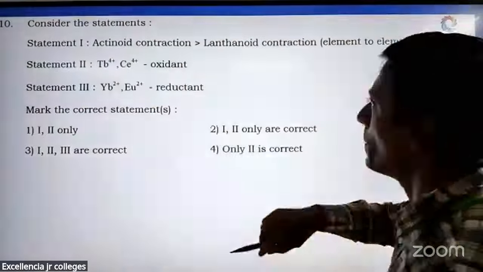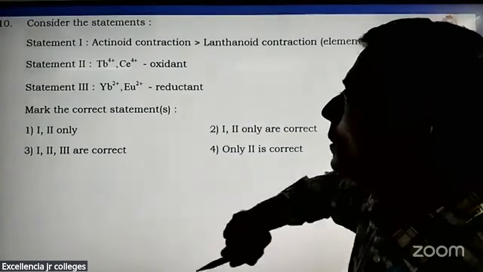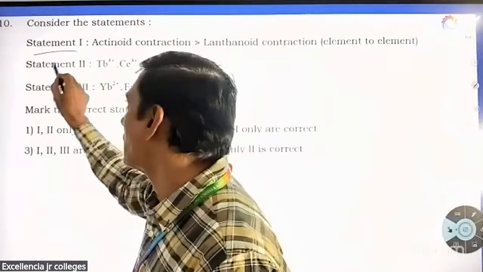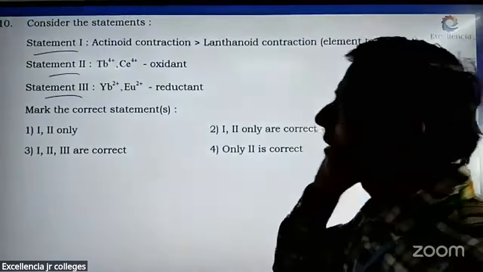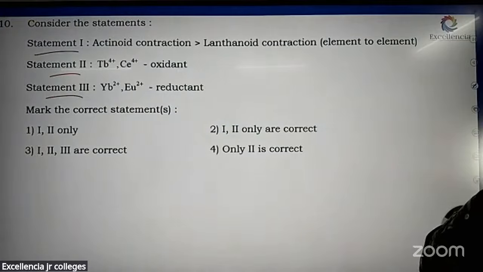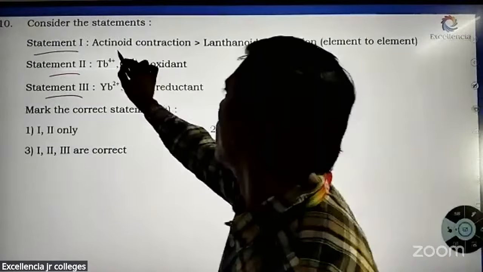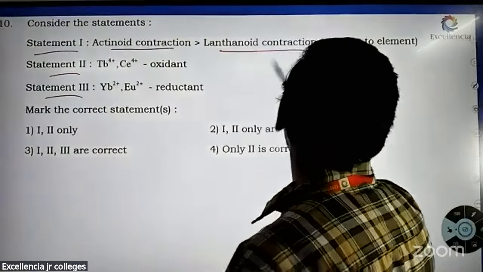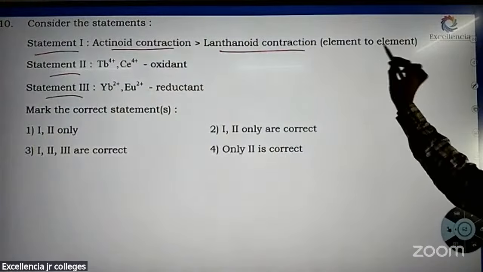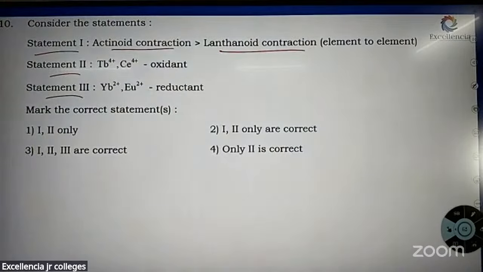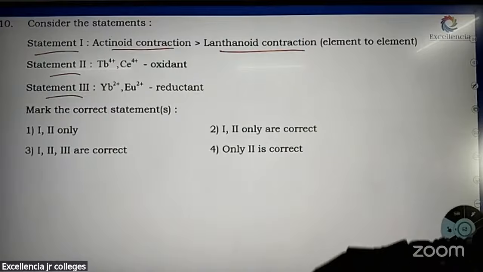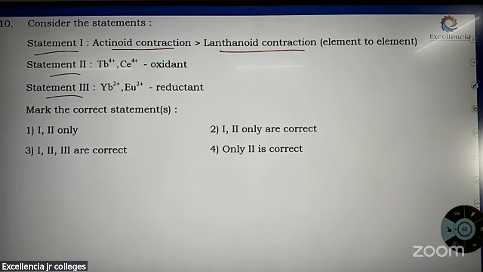So consider the statements again. Statement 1, statement 2, statement 3. So they gave 3 statements. Based on that, you are asked to give the correct answer. Right? So we'll go further. Actinoid contraction is greater than lanthanoid contraction from element to element. So element to element, they are saying the actinide contraction is more than the lanthanoid contraction.